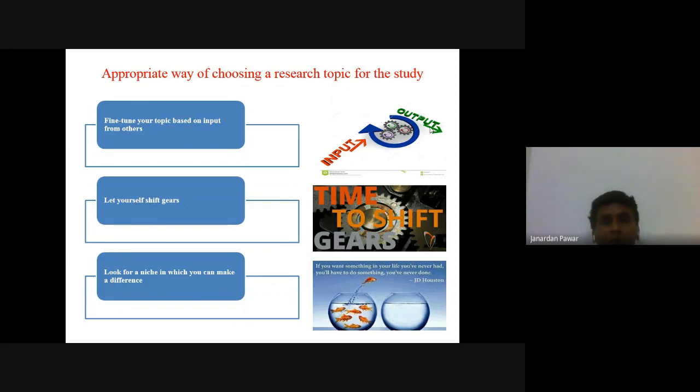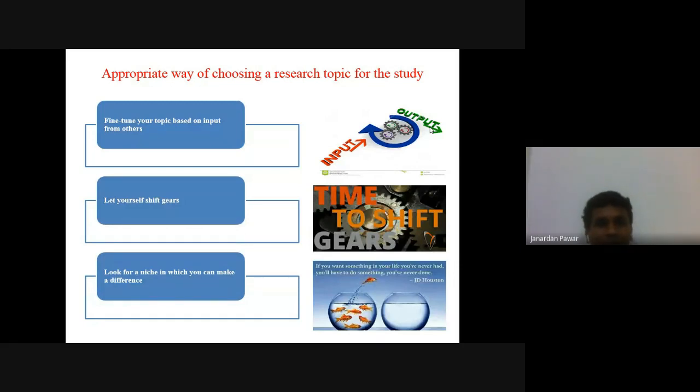Remember, suppose your topic is like this: marketing strategies of banks, for example. You have to collect some data from bank employees, whether they are from private banks or public banks, doesn't matter. But there should be a fine tune with those employees. Then only you will get some data. If you're collecting primary data or secondary data, then you should have fine tune with them. Then only it is useful for you to go for the further process.